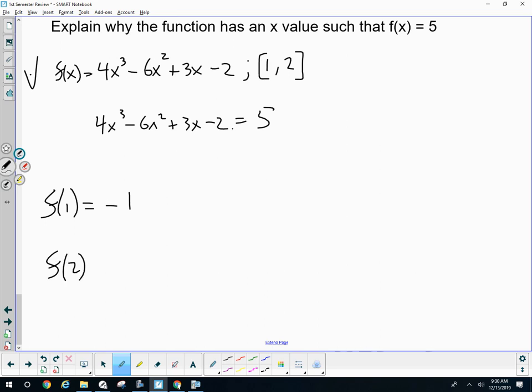And then f of 2 is 4 times 2 cubed. That's 4 times 8, 32 minus 24 plus 6 minus 2 is 12. So just knowing that the function is continuous and knowing I have these 2 points, (1, -1) and (2, 12), I know I'm going to have to pass through 5 somewhere for some x. The solution must exist. What it is, I don't know, but I know it's somewhere between 1 and 2.